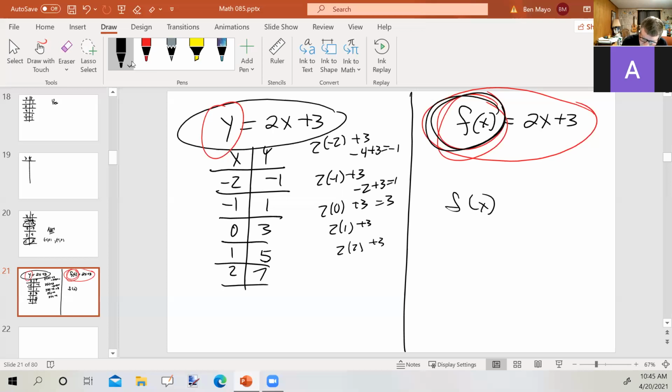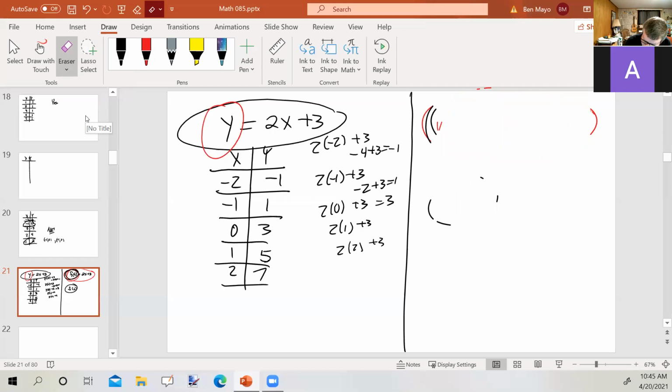And we call this F of X. So it sounds like multiplication. It looks like multiplication, but it's not multiplication. It is a single symbol that replaces Y. Okay, so we'd say F of X.